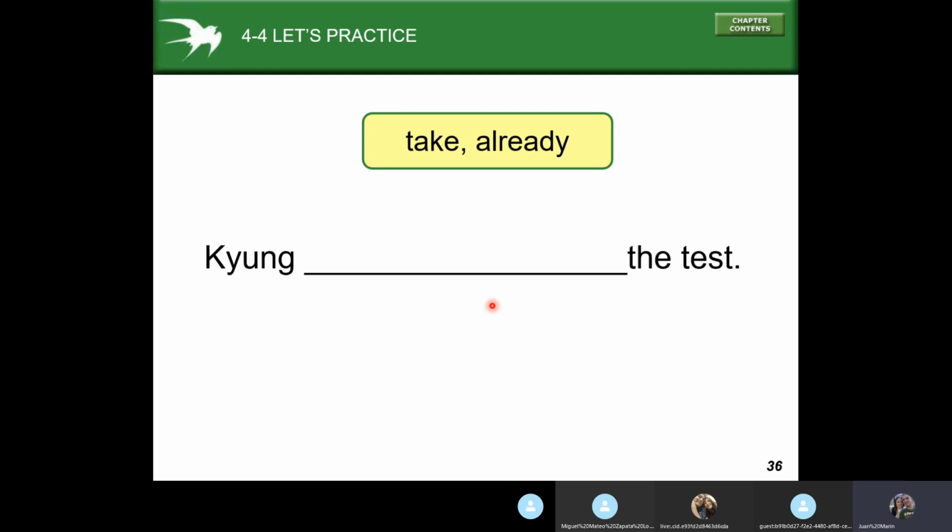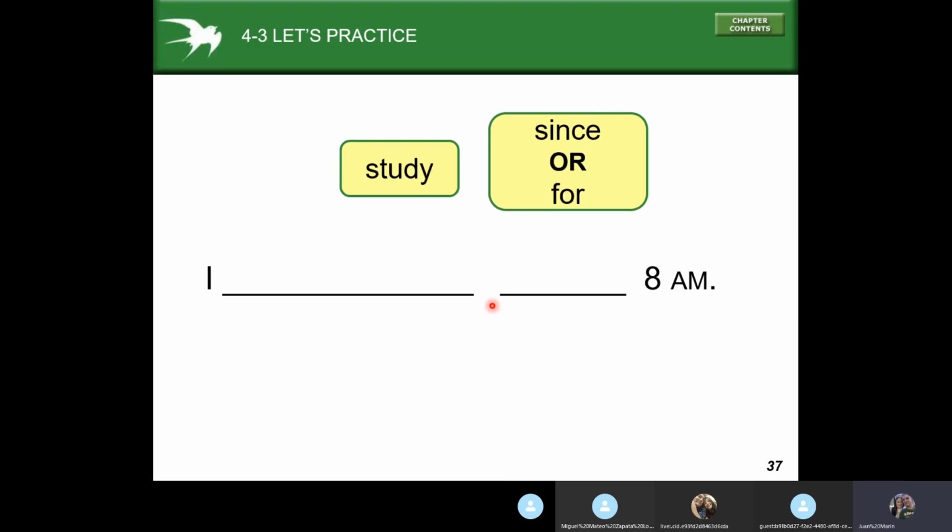Okay, Maria Jose, so you need to put something here after Kyun. What is that? Has. Very good. Yes, remember, has, we need the auxiliary. So Kyun has already taken the test. Very good, excellent.